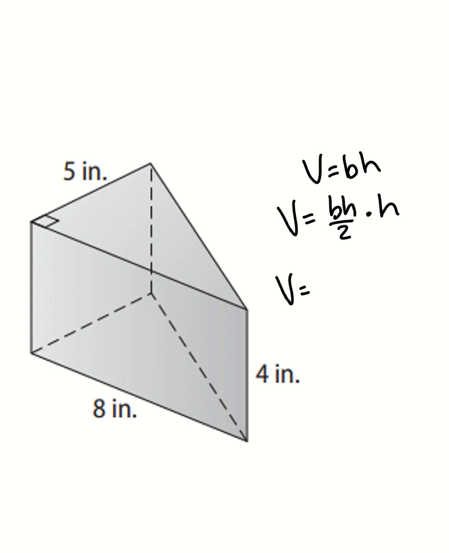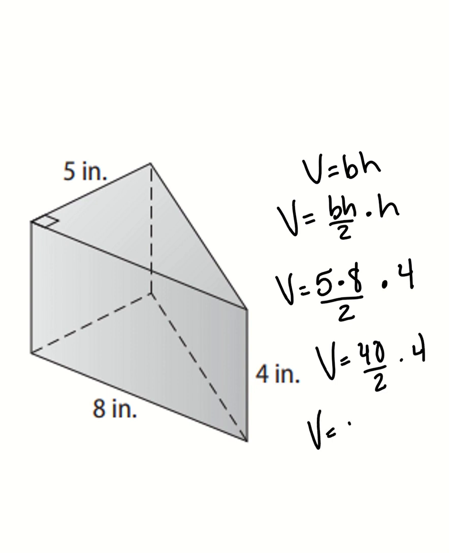So when we substitute this in, we're talking about the base of 5 times the height of 8. That's going to be divided by 2. And then we're going to multiply that entire thing by 4. Okay? So we know 5 times 8 is 40. Divided by 2 is 20. And 20 times 4 is 80 inches cubed.